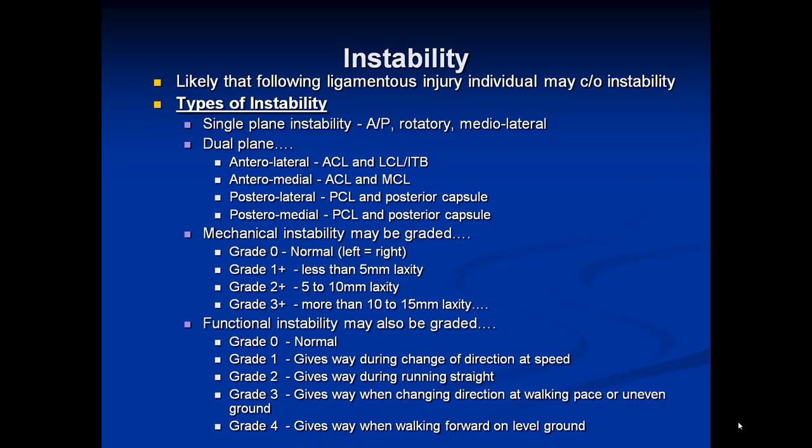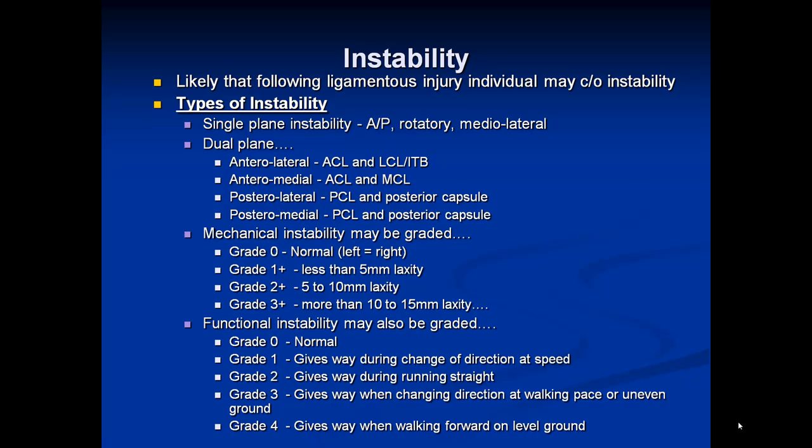indicative of an ACL and LCL or ITB injury, anteromedial, which is ACL and MCL, posterolateral, which is PCL and the posterior capsule, and posteromedial, which is indicative of PCL and posterior capsule type problems. The actual mechanical instability can be graded, with 0 being normal and up to grade 3, where there is more than 10 to 15 millimetres of laxity.